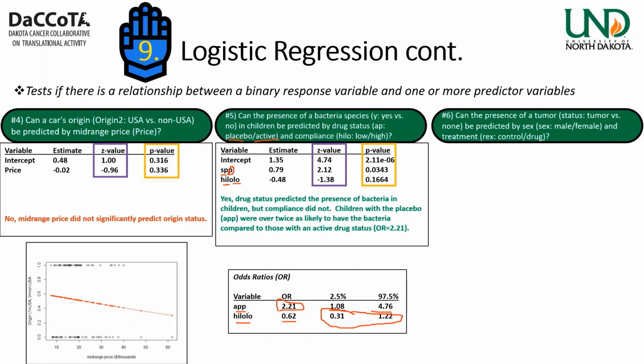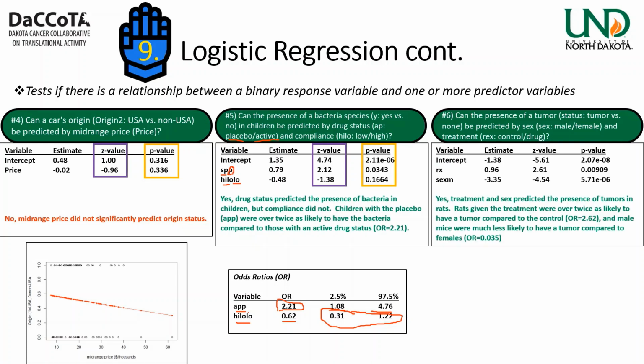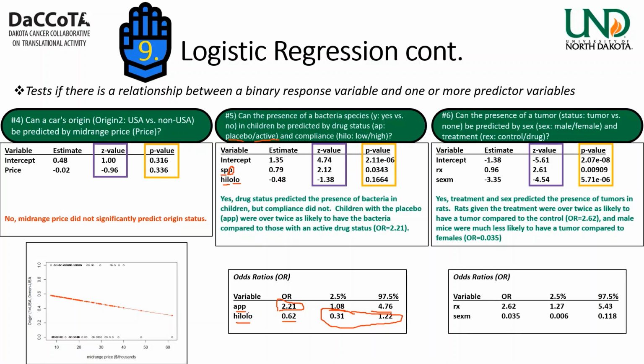So let's look at another question. Can the presence of a tumor, so tumor versus none, be predicted by sex and treatment? And it looks like both treatment and sex are significant. So it looks like treatment and sex predicted the presence of tumors in rats, and rats given the treatment were over twice as likely, we can see this is over 2, to have a tumor compared to the control. So this is essentially a tumor-causing drug. Even more interestingly, male mice were way less likely, like over 10 times less likely, to have a tumor compared to females.